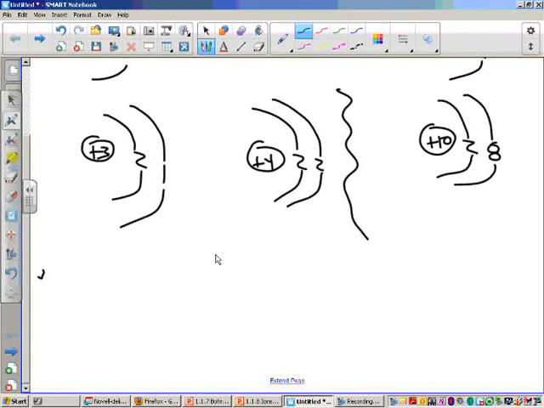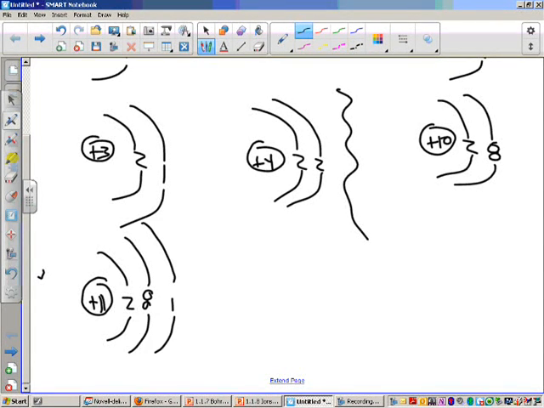And then on to sodium, plus 11, 2, 8, 1. Maybe to just clarify, this was lithium. This was beryllium. That one was neon. And this one was sodium.